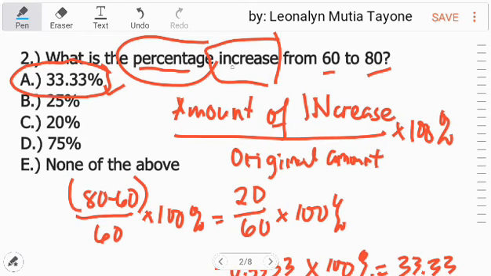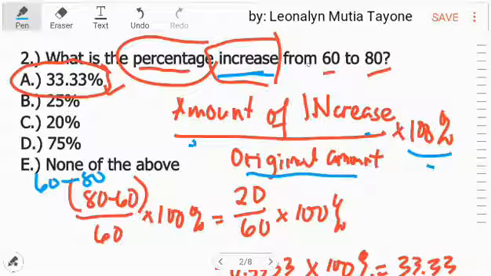What is the percentage increase from 60 to 80? Amount of increase over original amount times 100%. Ngayon magtanong kayo, bakit hindi siya 60 minus 80? Dapat ganyan ma'am kasi from 60 to 80. Ang kinukuha kasi natin dito ay yung gap, yung difference nila. So, pwede nating baliktarin yan para hindi tayo mag-negative na numbers dito. Kasi yung gap ang hanapin natin.